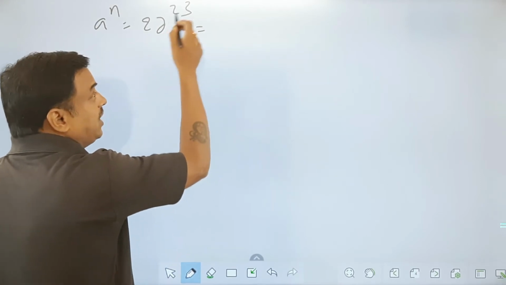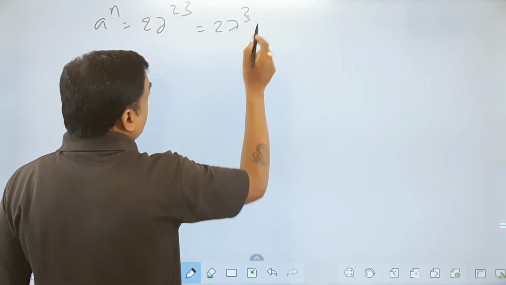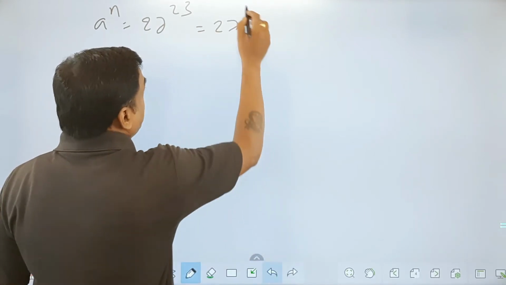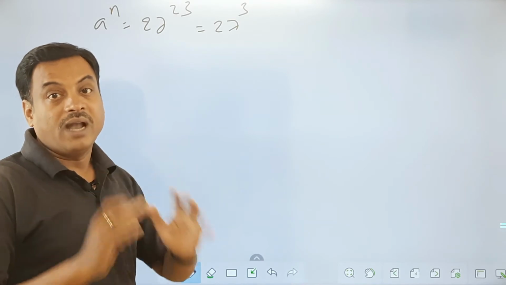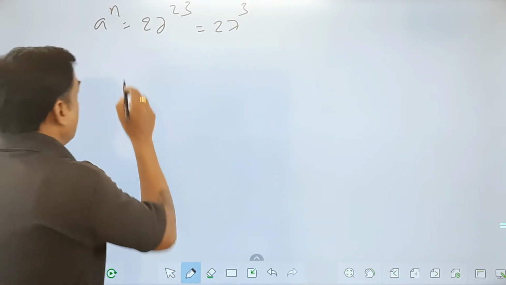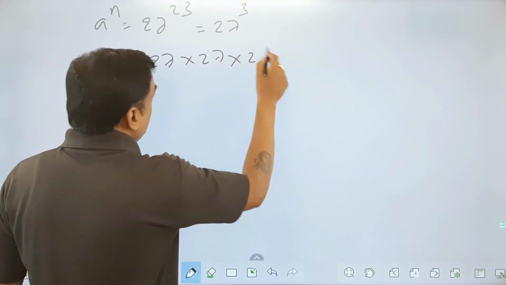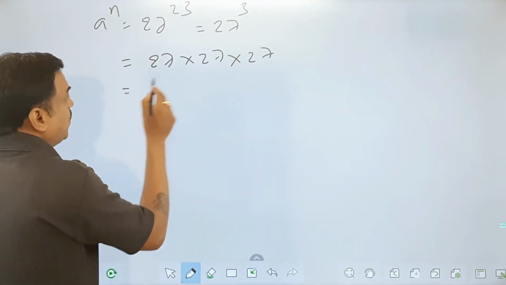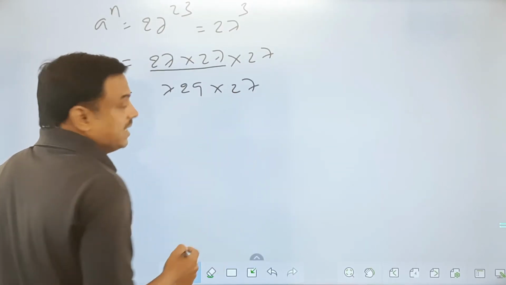So instead of finding 27 to the power of 23, I can simply find 27 to the power of 3. I'm sorry, it's 27 to the power of 3 I can find. So both these will have the same last digits. Okay, now let us do this. 27 into 27 into 27 is what I need to do. 27 square is 729, into 27.